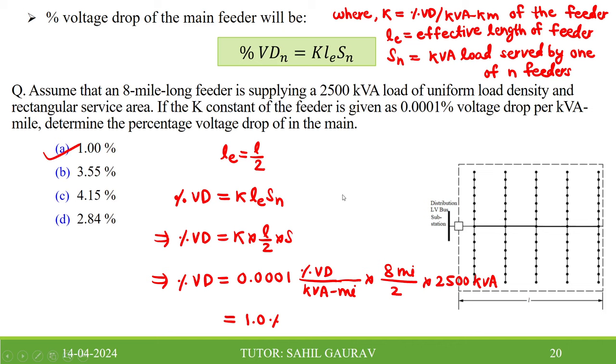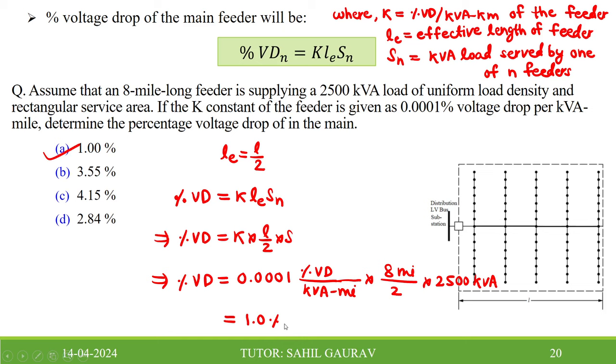Here is one problem based on this expression. An 8 mile long feeder is supplying a 2500 kVA load of uniform load density and rectangular service area. If the K constant of the feeder is given as 0.001% voltage drop per kVA mile, determine the percentage voltage drop in the main. K is given as this one, and the length of the feeder L is 8 mile, so L upon 2, 8 mile upon 2, and SN, the load served by this feeder, is 2500 kVA. Upon substituting all these values, you will get 1% as the answer.